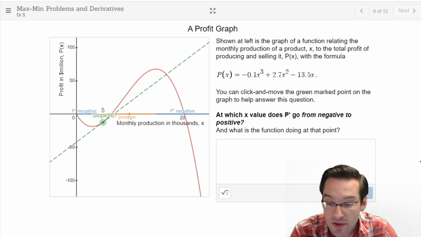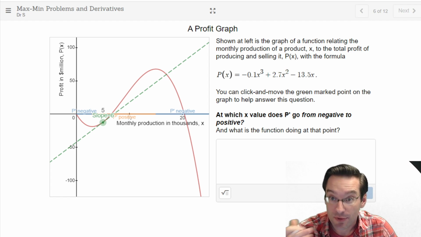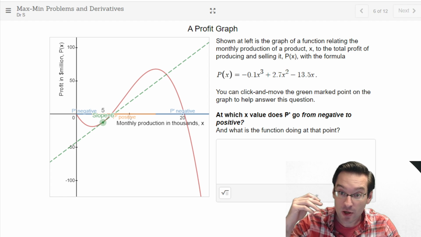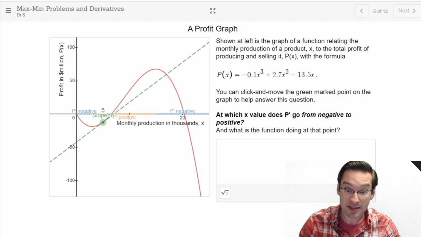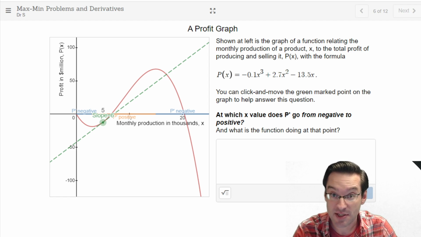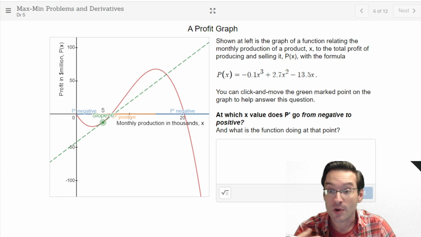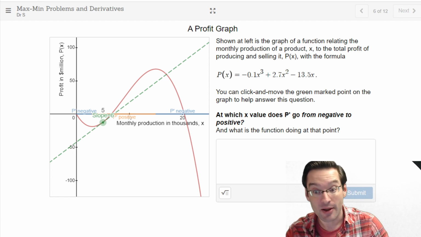The good news is, finding out where the derivative is equal to 0 gives us a good list of places where we could be at a minimum or we could be at a maximum. The bad news is it doesn't by itself tell us which ones are which. It doesn't say which one is a minimum, which one is a maximum. So that's what I want us to think about next.